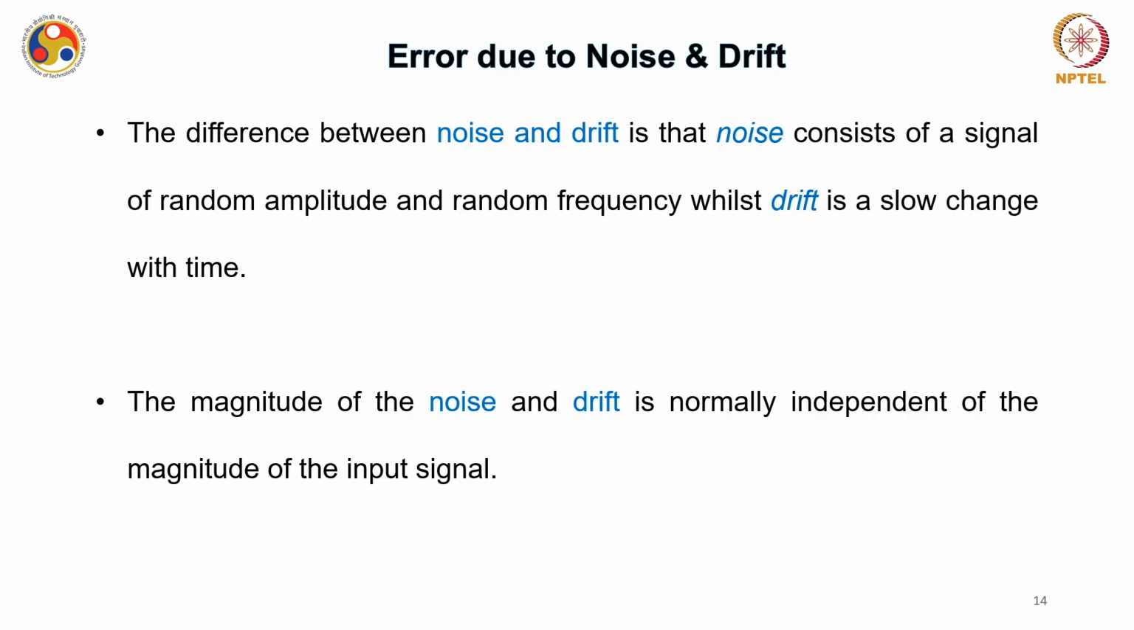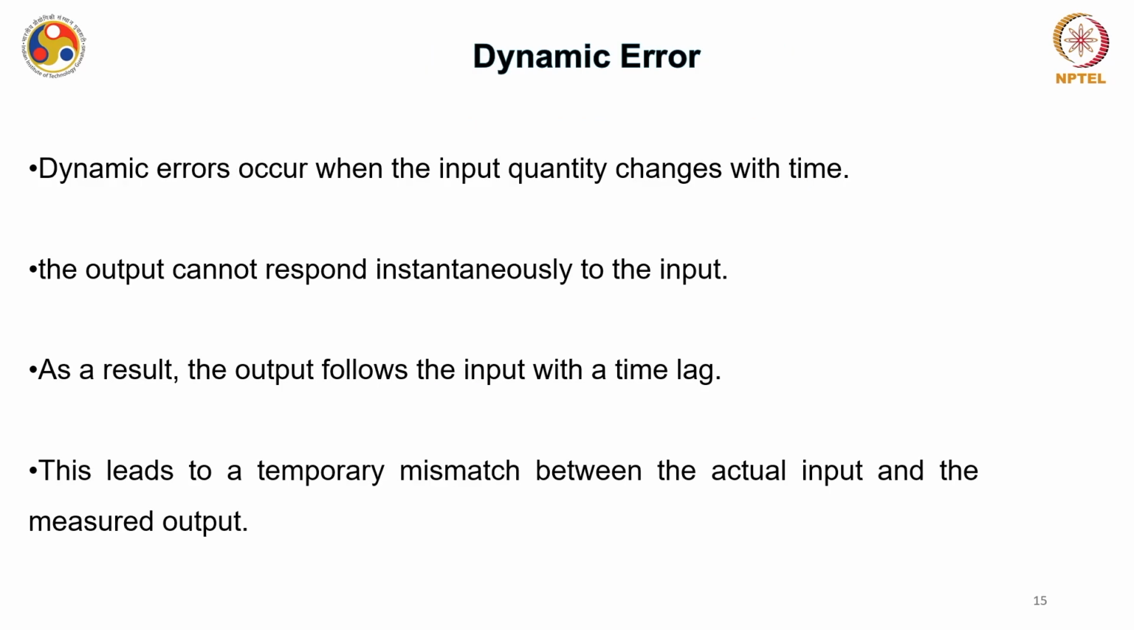Then the second thing that we wanted to discuss is the errors due to noises and drifts. Please note that there are differences between them. The difference between noise and drift is that noise consists of a signal of random amplitude and random frequency, while drift is a slow change with time. So a slow change in the baseline or a slow change in the output, they both are actually similar. If there is a slow drift in the baseline itself, there will of course be a change in the output as well. The magnitude of the noise and drift is normally independent of the magnitude of the input signal.